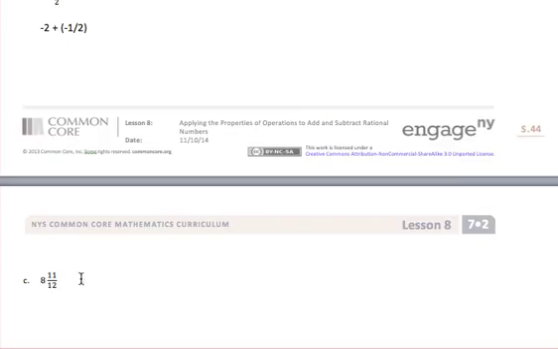Finally, in problem C, we have a positive mixed number. And so 8 and 11/12 would be the sum of 8 and 11/12. Because 8 and 11/12 is in between 8 and 9 on the number line.